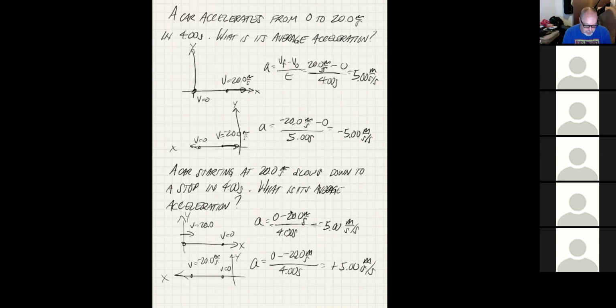But if you flip the coordinate system, then negative 20 is what it's going initially to the right, because the x points to the left, and then 0 at the end. Then you have 0 minus negative 20 meters per second. That gives you positive. Remember, minus a negative is plus a positive. That gives you positive 5 meters per second every second.